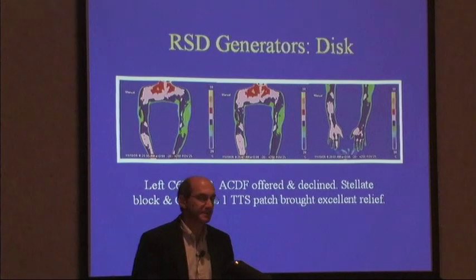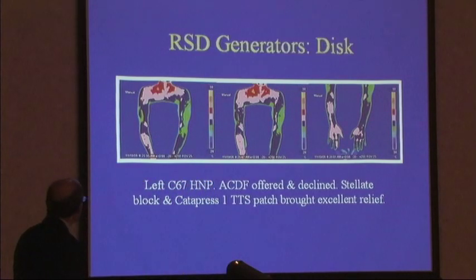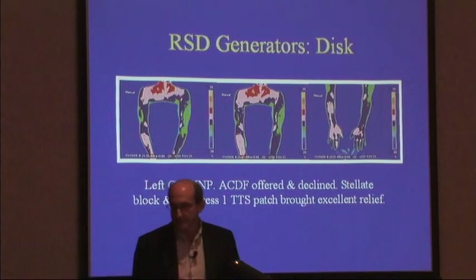The disc itself is C fiber mediated. This person has a C6-7 HNP, and as we see, they have an asymmetry pattern on the dorsal and radial aspect of the arm and forearm. They had been offered an ACDF, but they declined it. A stellate block and a Catapres patch was able to bring them relief.